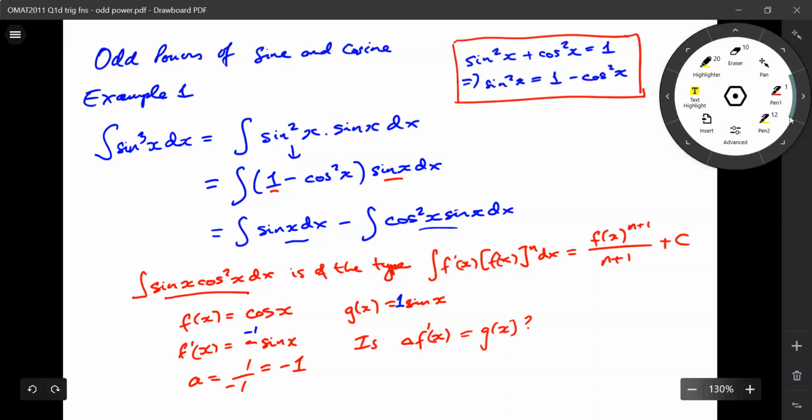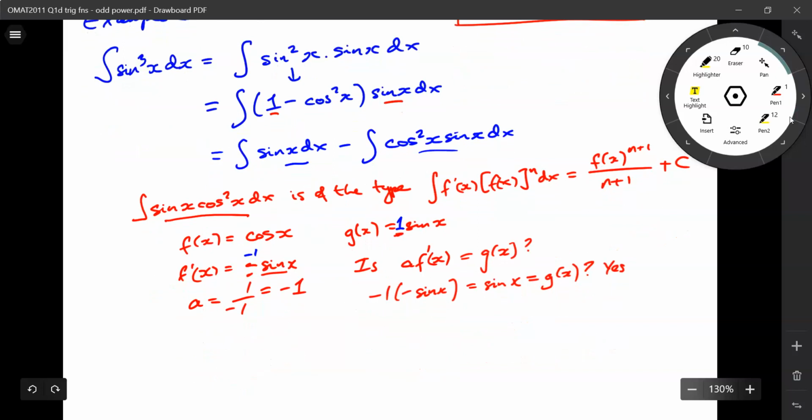So we put it in. We know it's minus 1 times minus the sine of x. So a is minus 1. We get that by dividing the coefficient of g of x by the coefficient in f prime of x, the coefficient of sine x. We multiply out a times f prime of x, and the question is, what's that equal to? It's equal to sine x, and that is equal to g of x, which means we can use this rule.